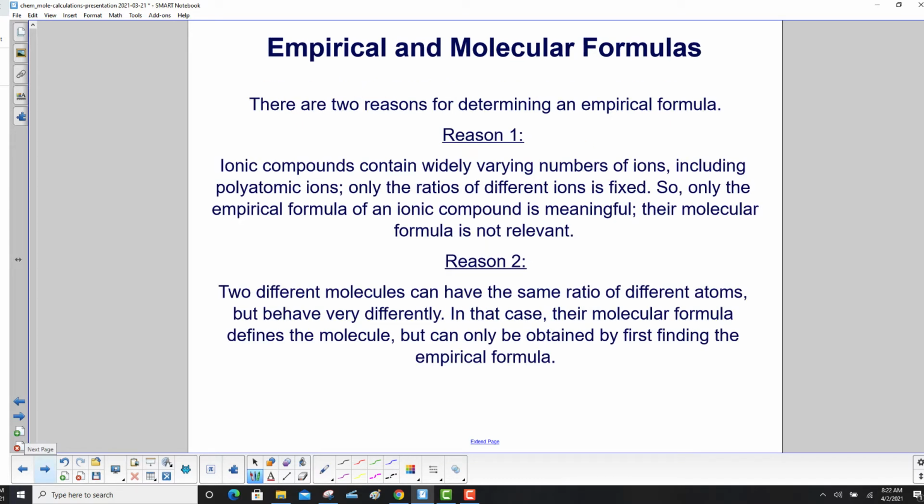There are 2 reasons for determining an empirical formula. First, ionic compounds contain widely varying numbers of ions, including polyatomic ions. Only the ratios of the different ions is fixed. So only the empirical formula of an ionic compound is meaningful. Their molecular formula is not relevant. Reason 2. 2 different molecules can have the same ratio of different atoms, but behave very differently. In that case, their molecular formula defines the molecule, but can only be obtained by first finding the empirical formula.